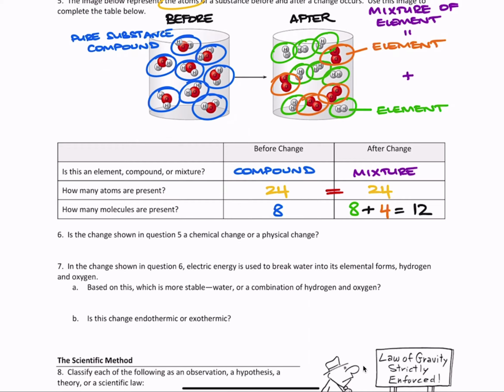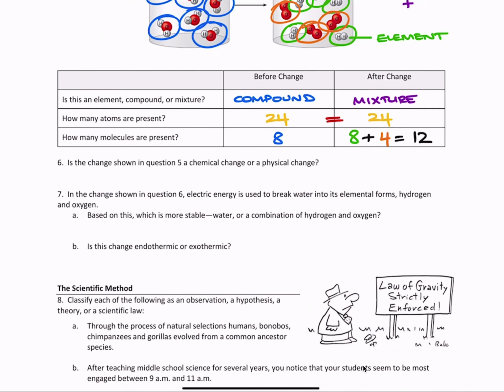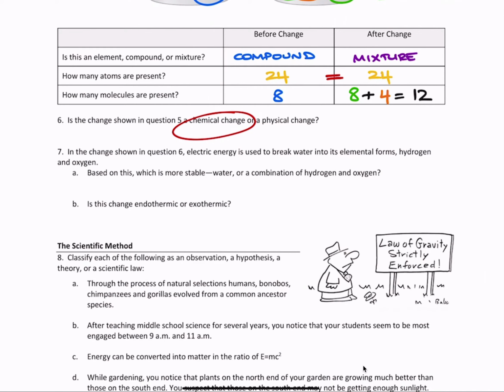Because we have the creation of a new compound, new products that are the oxygen element and the hydrogen element, we have a chemical change, okay, since new products are formed. In this change, electric energy is used to break water into its elemental form, hydrogen and oxygen, as we've seen in the picture. Based on this, which is more stable, the water or the combination of hydrogen and oxygen?